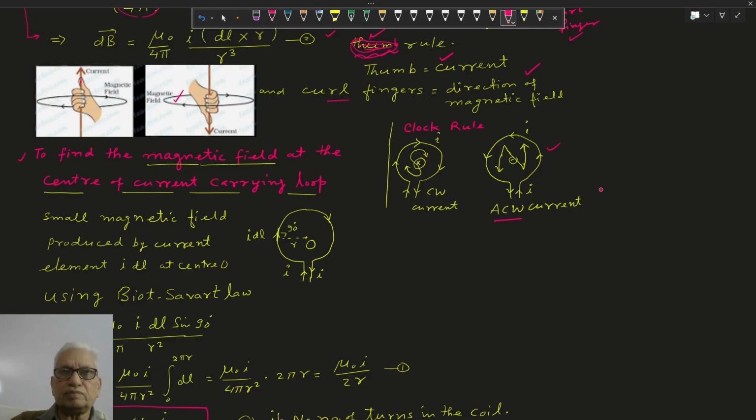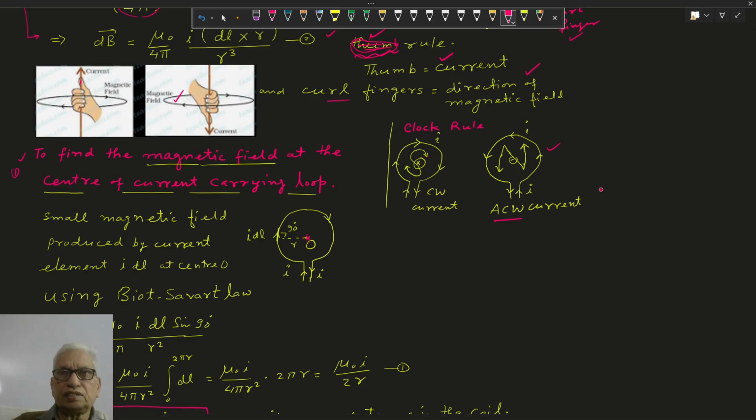The first application of Biot-Savart law is to find the magnetic field at the center of a current carrying loop. Suppose this clockwise is the south pole, and by using the right hand curl finger rule, we are getting the direction of magnetic field at the center as inward, shown by a cross.